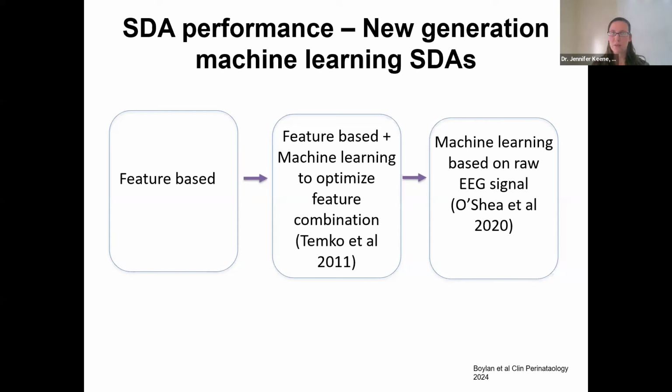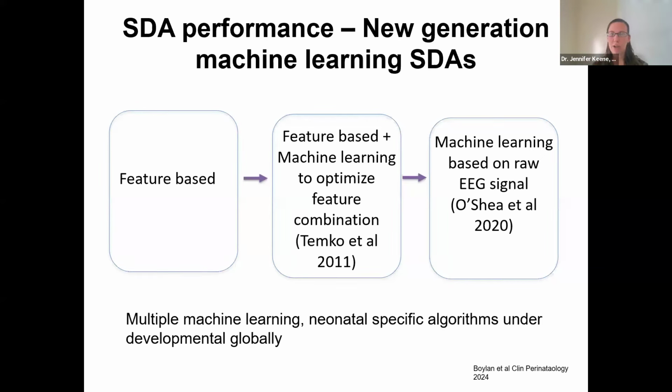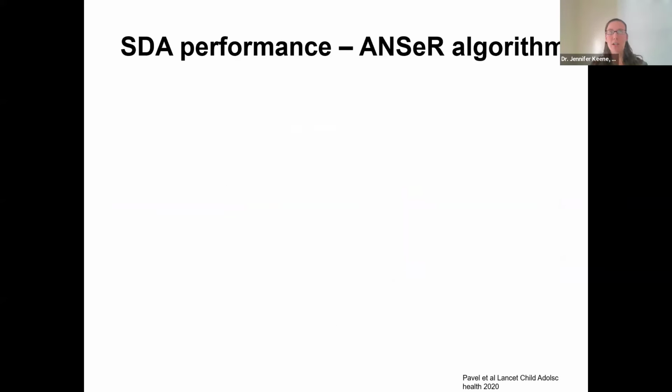We initially were doing a lot of work on feature-based identification of neonatal seizures. As we got into the 2010s, we were looking at combining features and using machine learning to optimize the feature selection. And now we're getting to the point that we can do machine learning based on raw EEG signal. And there are multiple machine learning neonatal-specific algorithms under development globally. So when we think about that evolving area of expertise, one of the questions is, well, how well have these performed in the past?